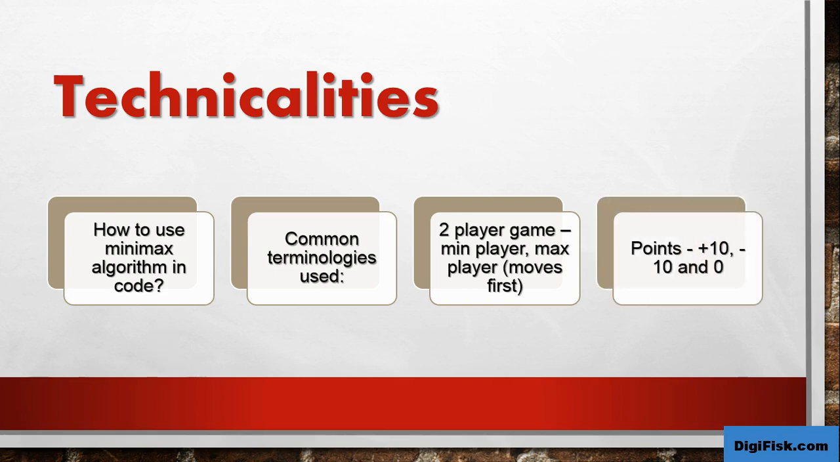Also, at the end of the game, points are awarded to the winning player and penalties are given to the loser. So in our case, the winner will get a +10 and the loser will get a -10, and if it's a draw, no one gets anything, which is 0. And as you know, these values can be changed. It's what we set up, okay?